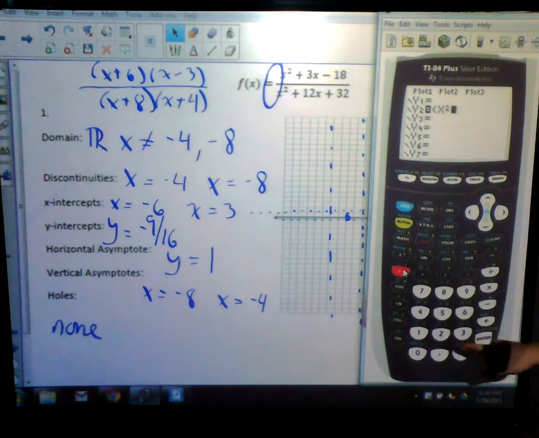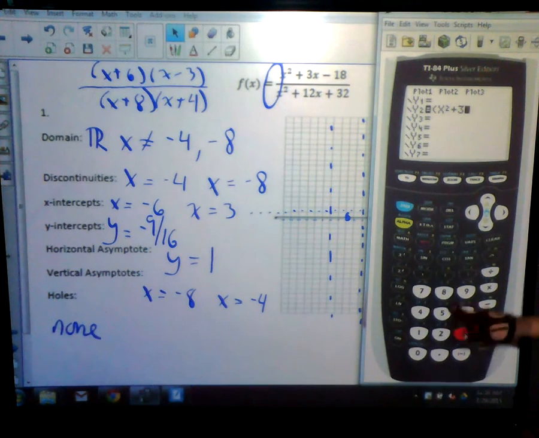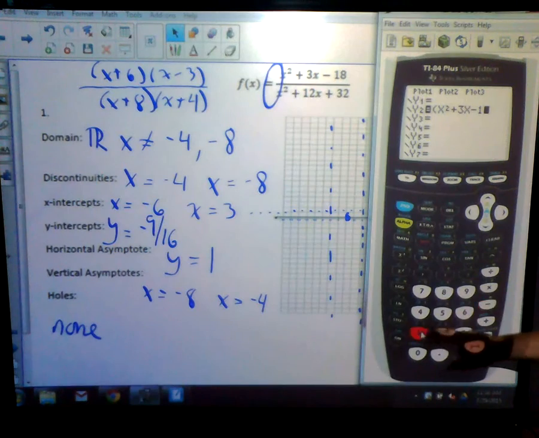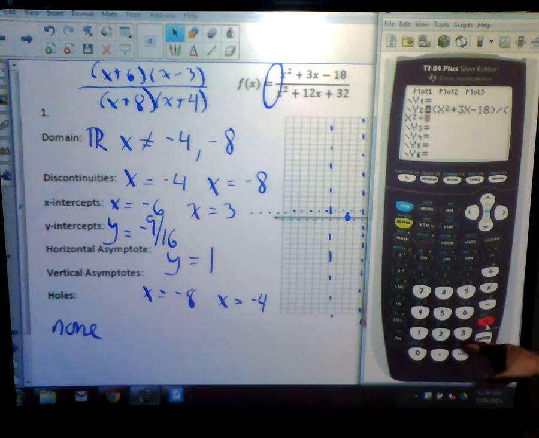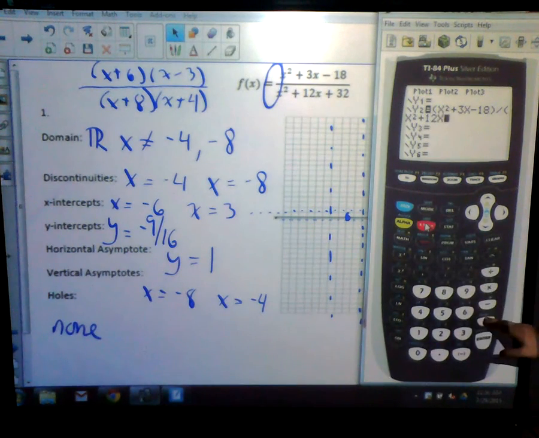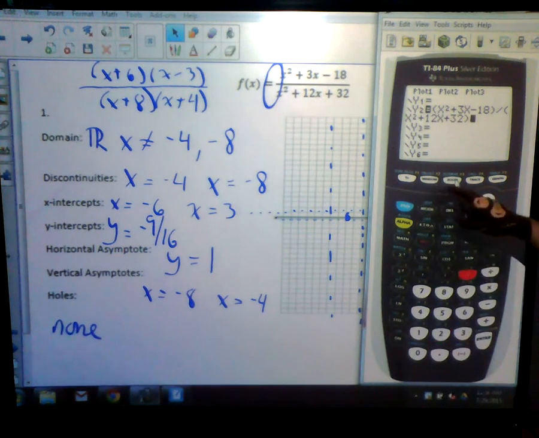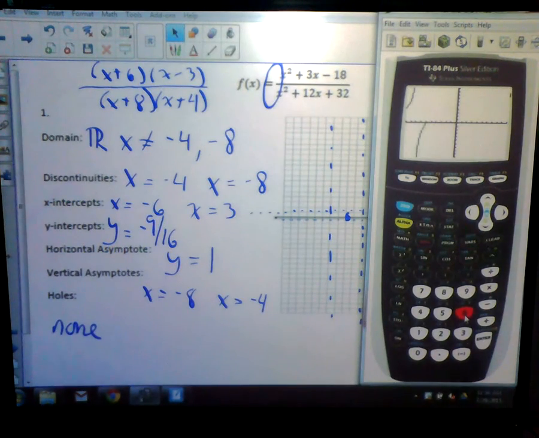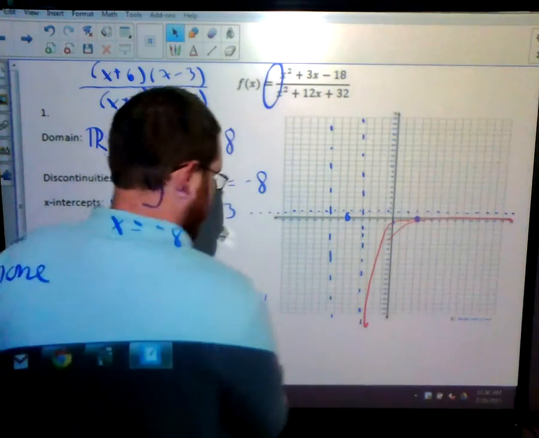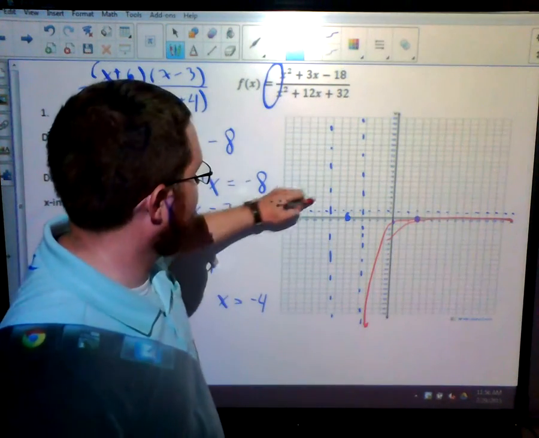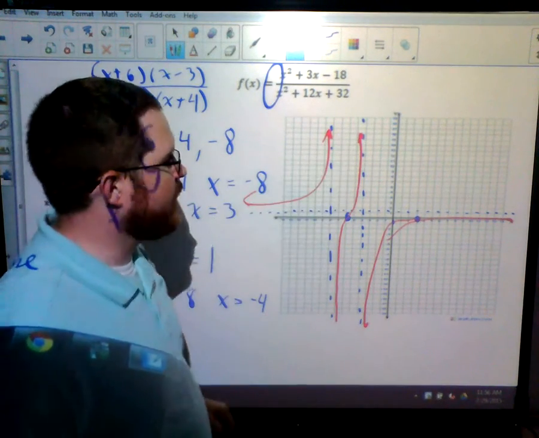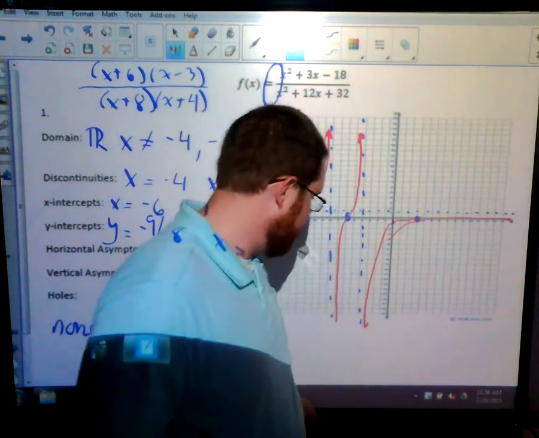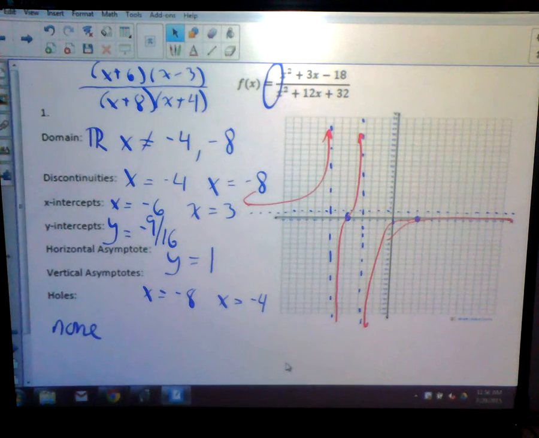x squared plus 3x minus 18 divided by x squared plus 12x plus 32. Let's get my normal graph. So it goes up, up, and up. So my graph looks like this. It goes along this asymptote. Now it comes along this asymptote through that point and up along that asymptote and then along that asymptote. So that's how to graph this rational.